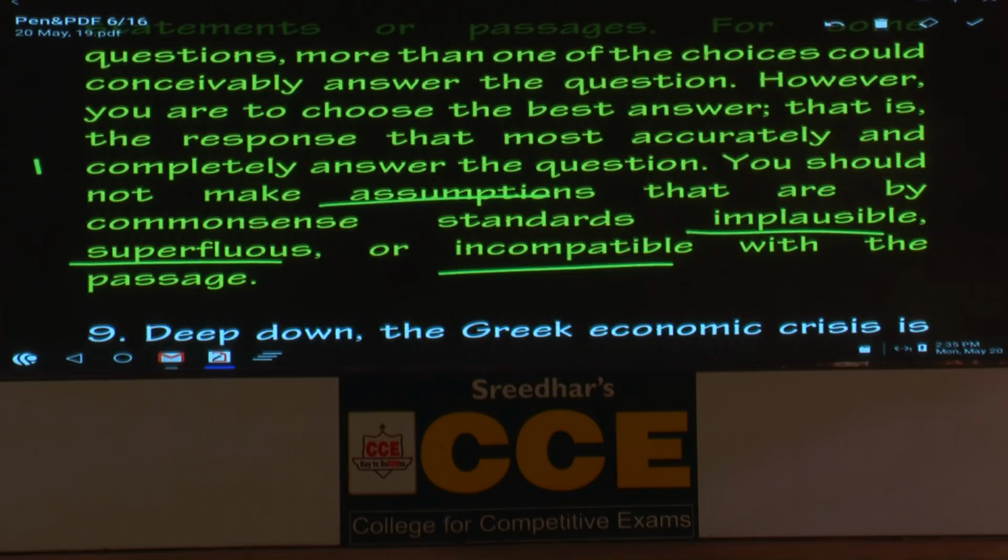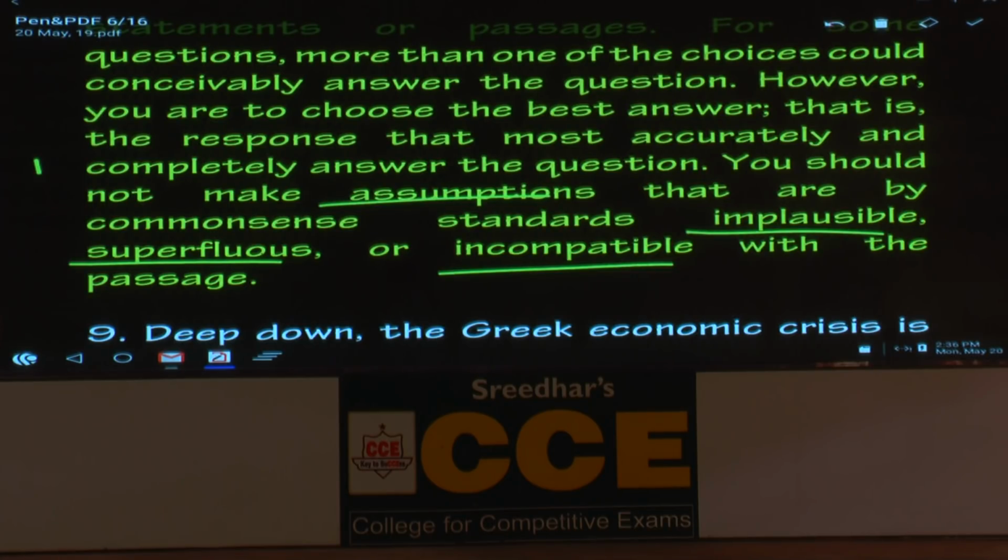And implausible, not possible, seems not possible, not likely. And superfluous means what? Two meanings are there. One meaning, please write the meaning, a redundancy. Also write unnecessary. Unnecessary is a better word. Unnecessary or redundancy.